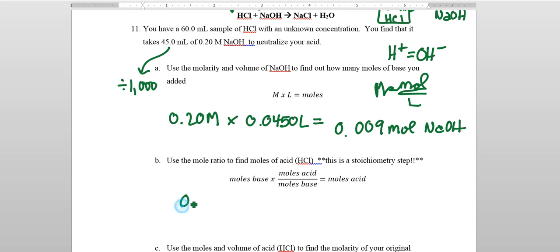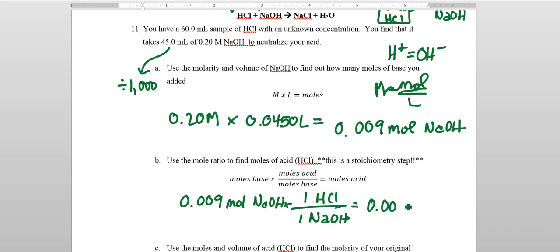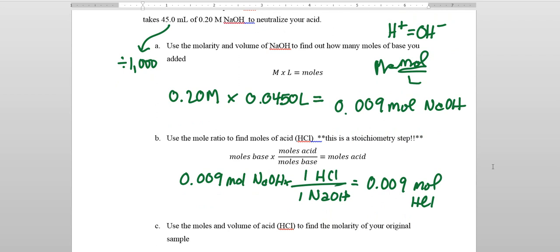So if it took 0.009 moles of NaOH to react all my acid, for every 1 mole of NaOH, I react 1 mole of HCl. So it's a 1-to-1 ratio, so I must have had 0.009 moles of HCl in my beaker. Okay, this ratio refers back to what I was talking about up here. So we got this many moles of HCl in my beaker.